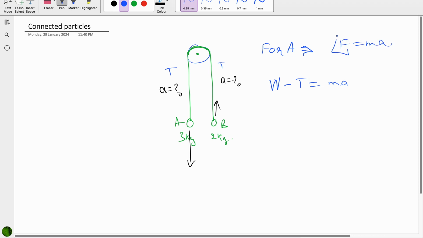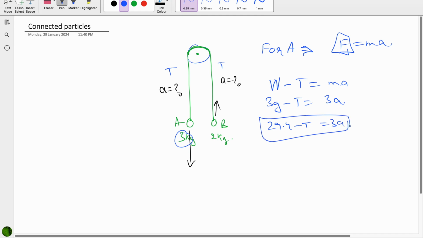I'm writing net force. Weight is downwards minus tension. So for weight, 3 into g minus tension is equal to 3a. g is known, that is 9.8. 3 into 9.8 would be 29.4 minus T is equal to 3a. One equation.